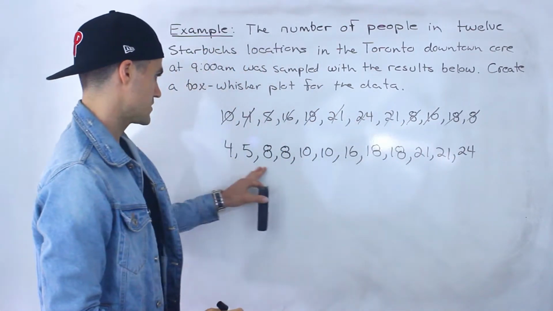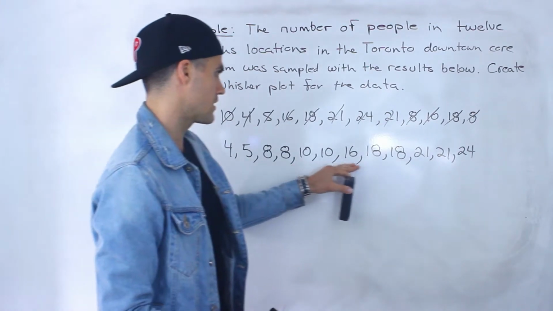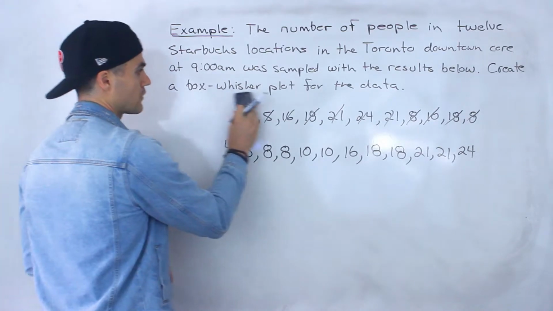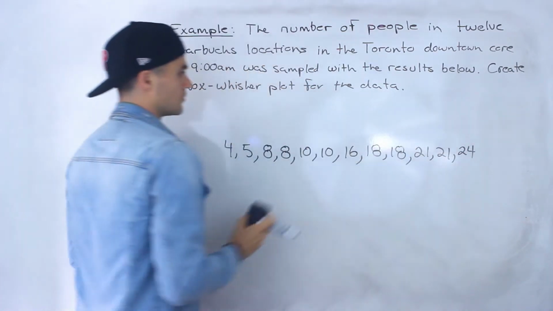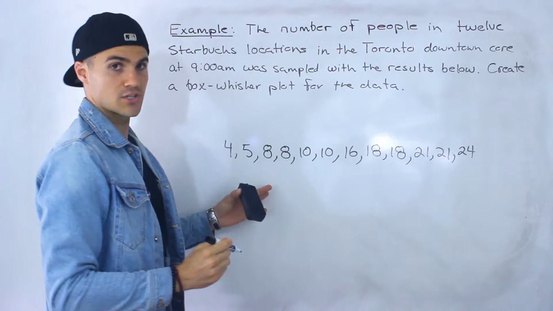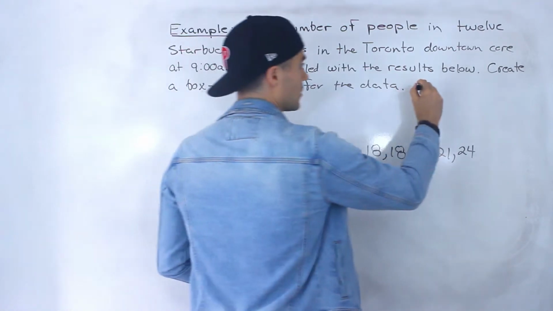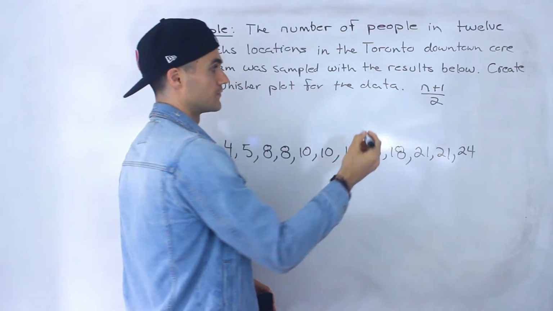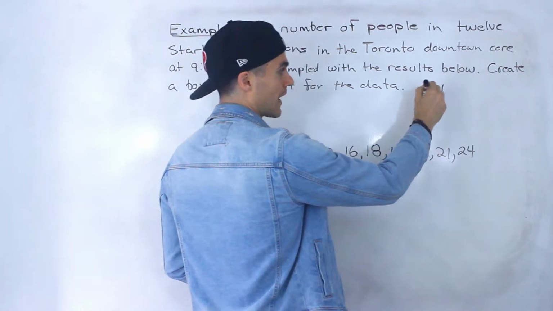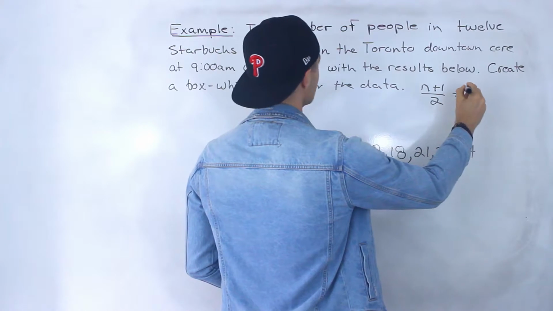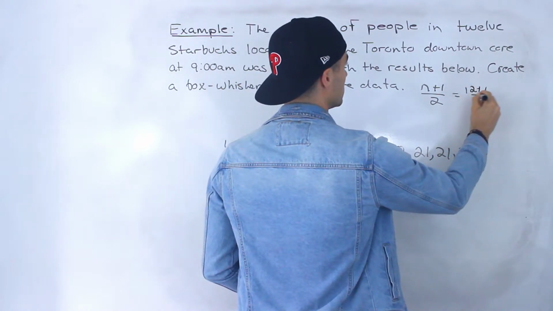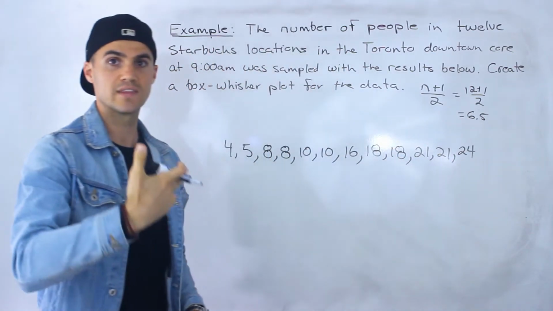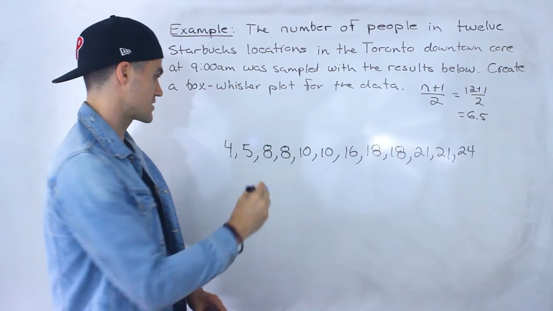And then let's count these just to make sure. So we got 4, 8, 12. So we could be pretty confident that we got everything. So there's 12 observations, and so where is the median going to be, or the second quartile? It's going to be at the position n plus 1 divided by 2. So it's going to be at 12 plus 1 divided by 2, which gives us 6.5. So it's going to be between the 6th and the 7th position.